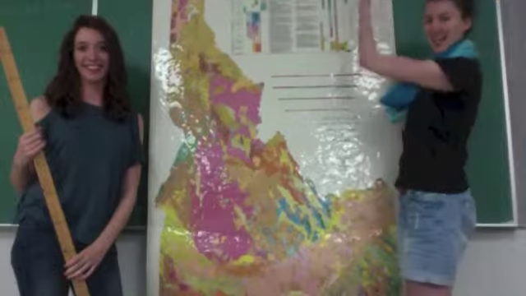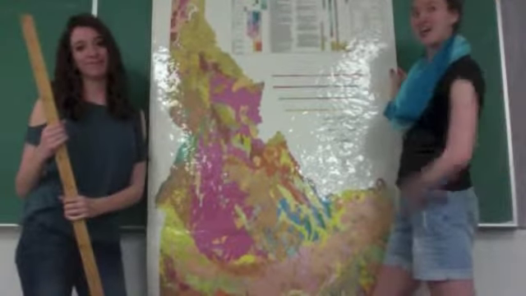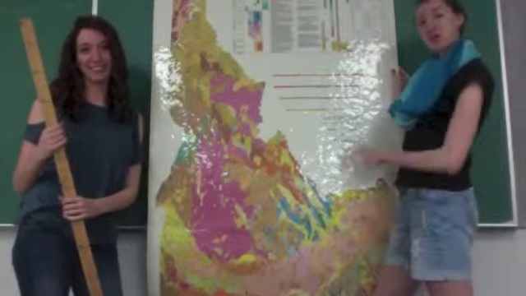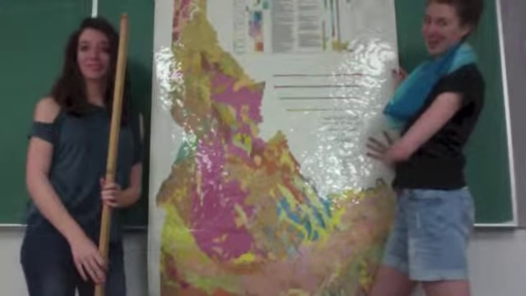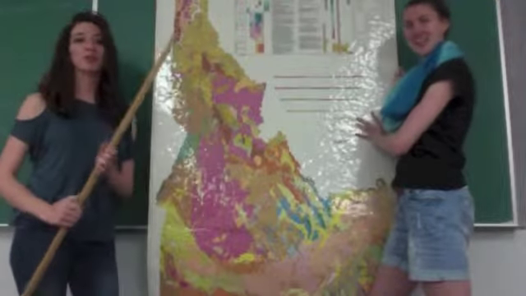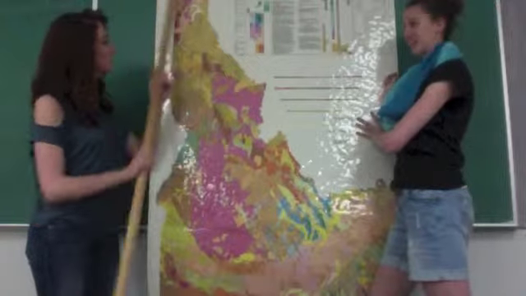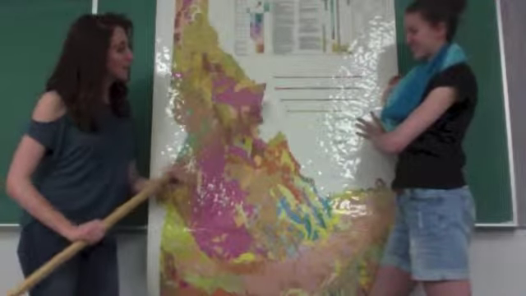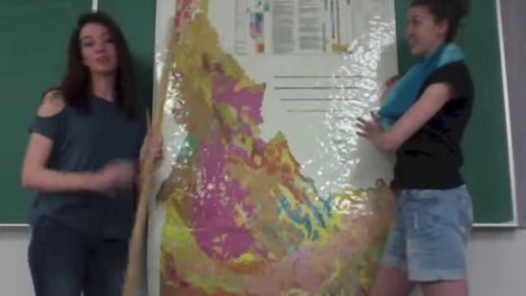Welcome to Idaho! Who loves Idaho? I bet you all do! So this is the Belt Supergroup, and Maria is totally going to explain where it is. So this supergroup is located over in this region here, a little down here and some over here, and it even goes partly into Montana.